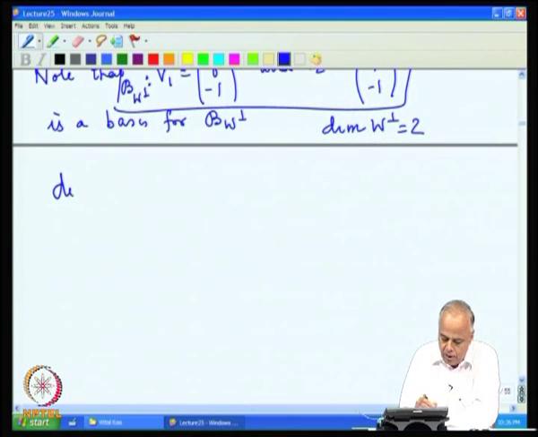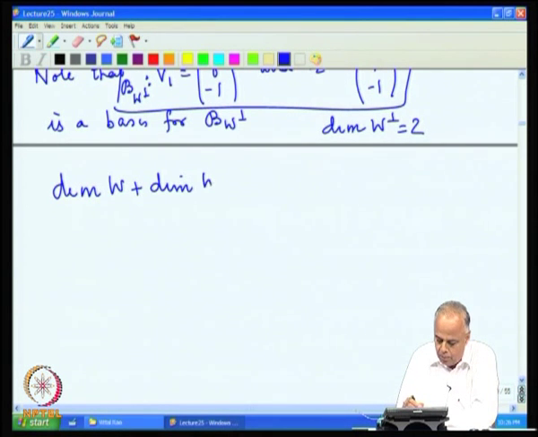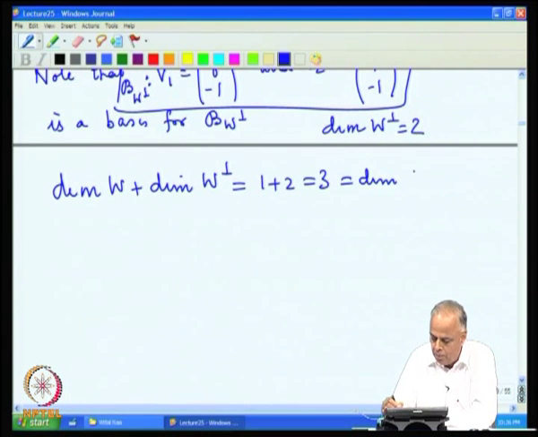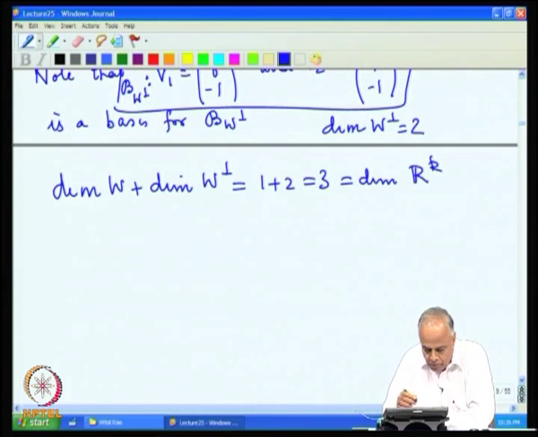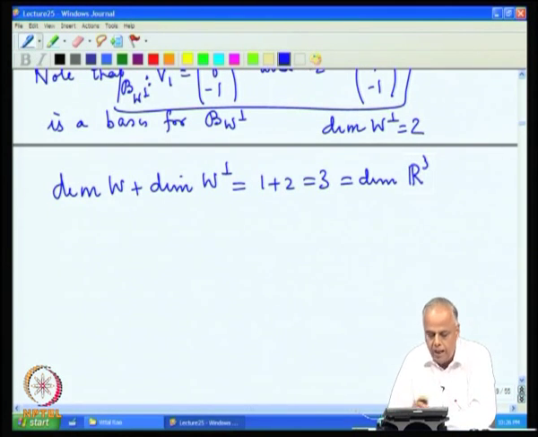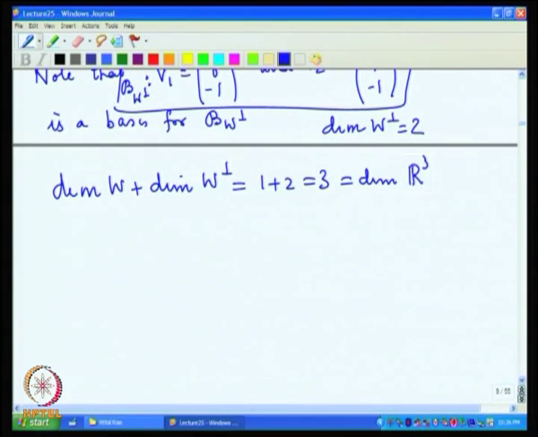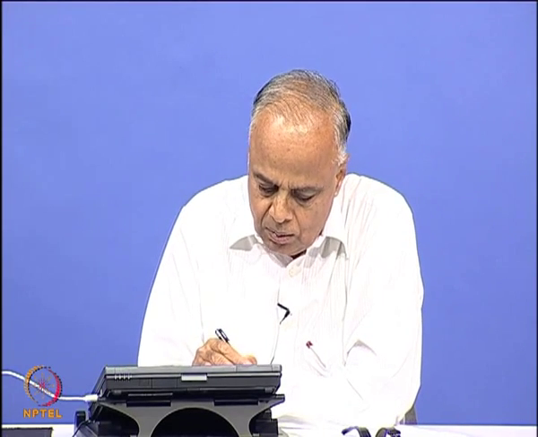and you notice that the dimension of W plus the dimension of W perp is equal to 1 plus 2 is 3, which is the dimension of the original vector space in which all these subspaces live. They are all subspaces of R^3. So, in this case K is 3. So, the dimension of W plus the dimension of W perp turns out to be the dimension of this whole space. Okay.